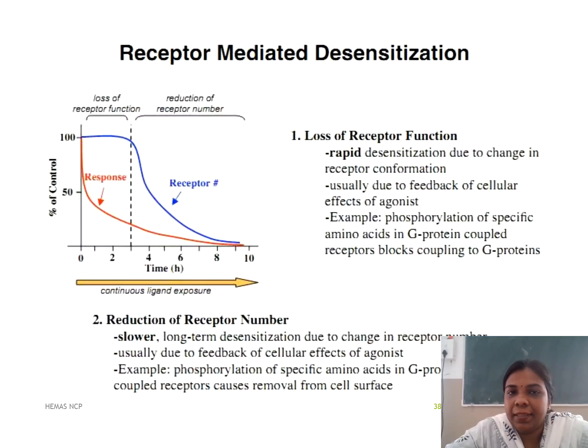Receptor mediated means it involves changes in the receptor. That means loss of receptor function, where the receptor does not produce the response properly, and that may lead to phosphorylation, uncoupling of G protein, conformation changes, etc. The second one is reduction of receptor number, down regulation, where the number of receptors decreased. And there is reduction of receptor coupled signaling components: G protein reduced, secondary messengers reduced, effector enzymes less active. So the signal pathway becomes weak.